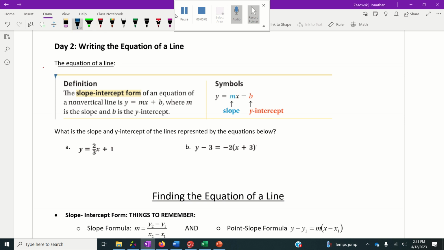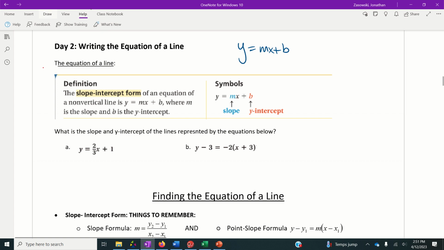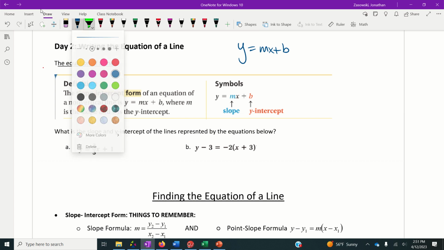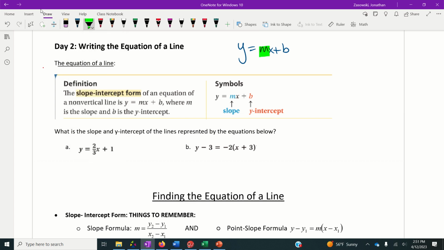All right, so taking a look at day 2 here, we are doing writing the equation of a line. If you remember from Algebra 1, the most common equation of a line that you would have seen is y equals mx plus b. This form of a line is called the slope-intercept form, where m is the number coefficient of the x term, and b is the constant that's being added or subtracted on the end.